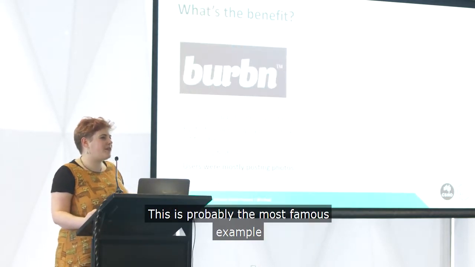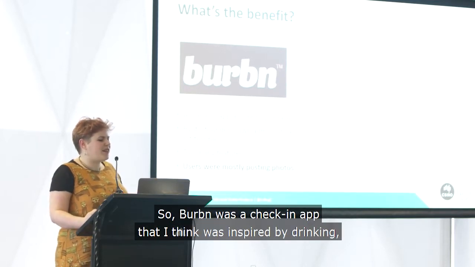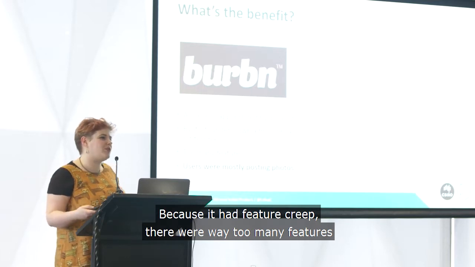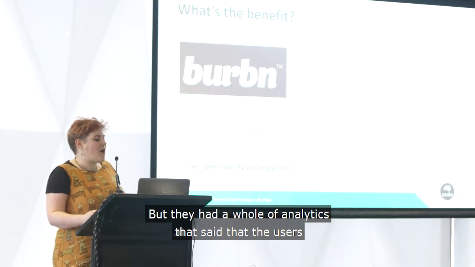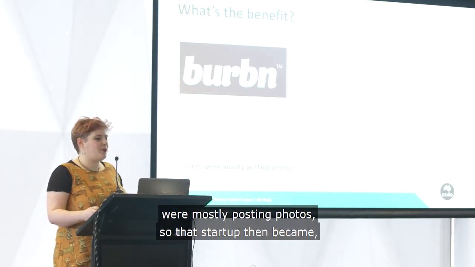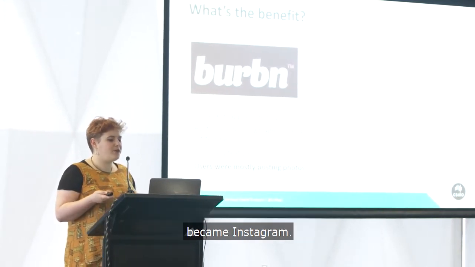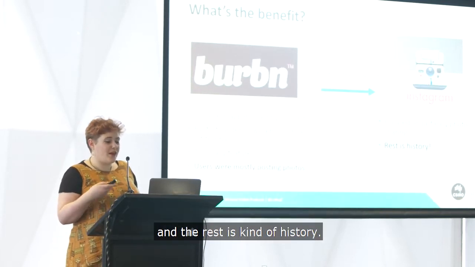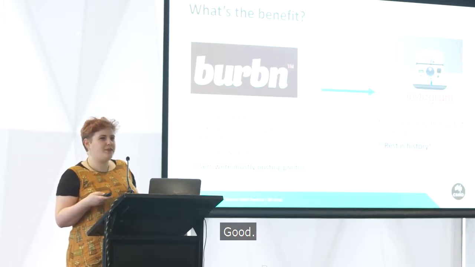This is probably one of the most famous pivots, I think. So Bourbon was a check-in app that was, I think, inspired by drinking, and its founders said it was a bit terrible because it had feature creep. There were way too many features and he tried to implement way too much. But they had a whole lot of analytics that said that their users were mostly posting photos. So that startup then became, after they threw all of the code out and decided to focus on the photos, Instagram. So they focused on just the easy photo sharing, and the rest is kind of history. So, I'll just wait for some people to take photos, good.